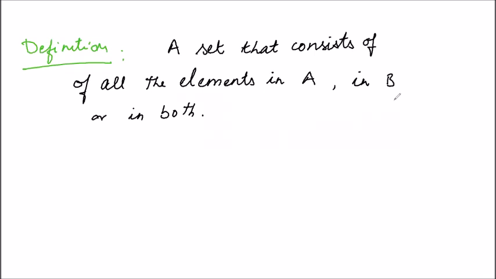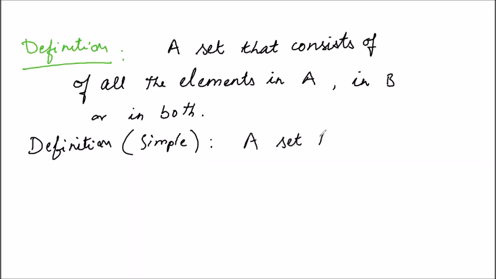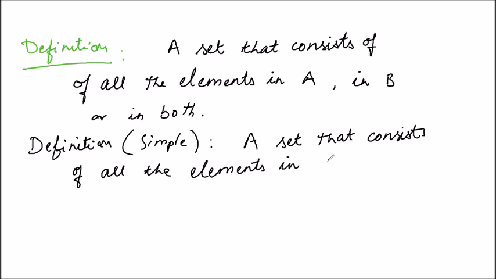And if any student wants to write a very simple definition, he can write a set that consists of all the elements in both sets A and B. That's simple. But the best definition is this one.